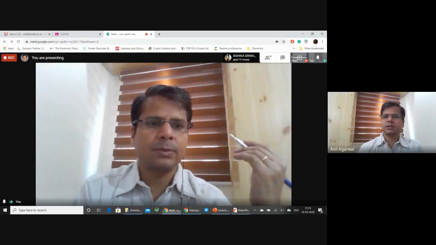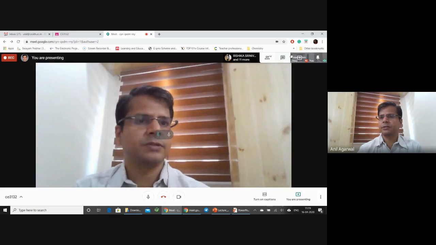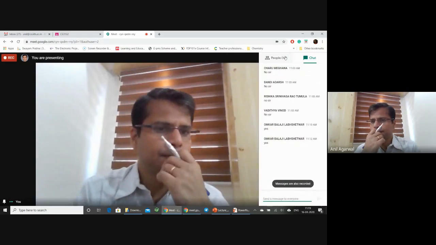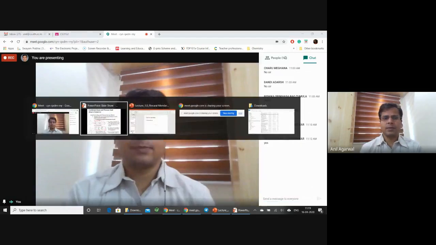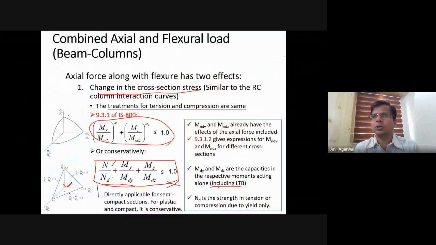What happens in semi-compact sections after the yield, after the first yield? Local buckling. Very good. Local buckling takes place. So therefore, you can't really utilize beyond the yield point, because as soon as local buckling takes place, the entire capacity is gone. Very good. So these equations can be used for calculation of the section capacity.